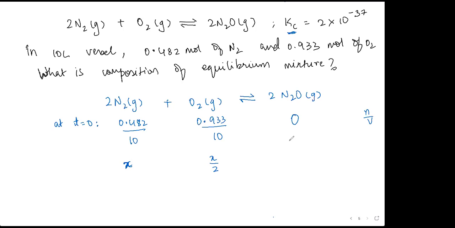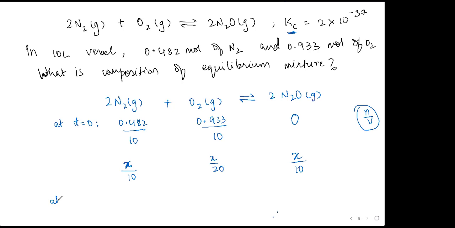And how much of NO would have formed? X. X of NO would have formed. Correct. So if we are taking it in terms of the number of moles, then the concentration will be X by 10, X by 2 upon 10, so X by 20, and X by 10 again. N by V always.